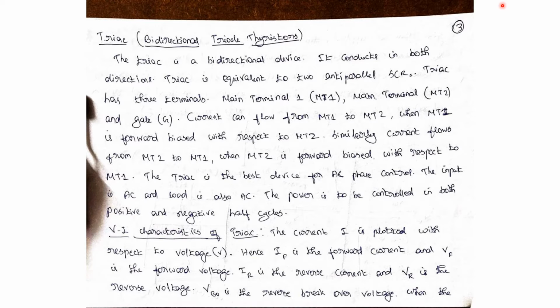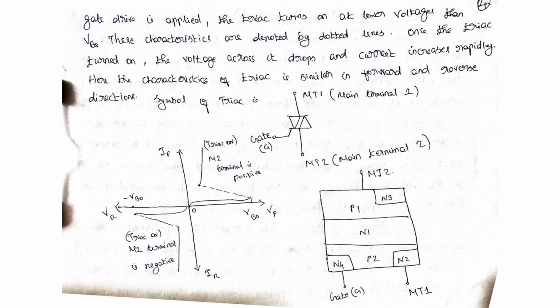It has three terminals: main terminal 1, main terminal 2 and gate. This is the symbol of the Triac. This is main terminal 1, MT1. This is main terminal 2, MT2. Then this one is the gate.